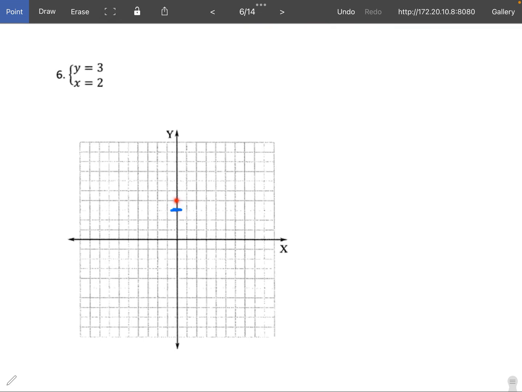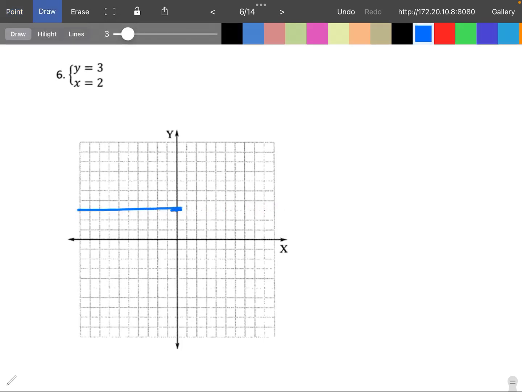Some kids will go to here, and then they'll just draw the line here. Well, when you do that, you're saying all the y values are on the line. No, just a y value of 3. So we have to go this way. That way we only have y values of 3 for that line. So that's just going to be a horizontal line.